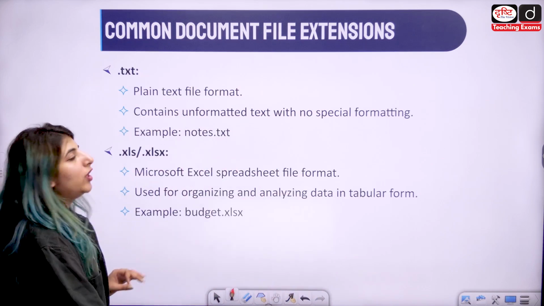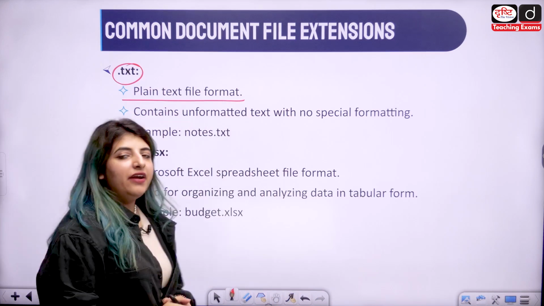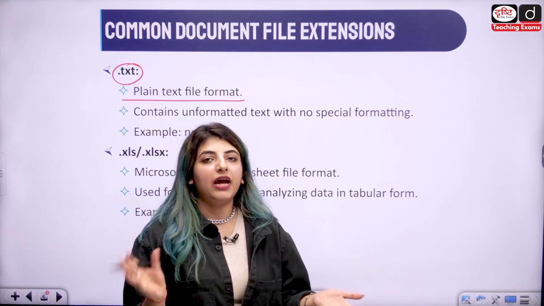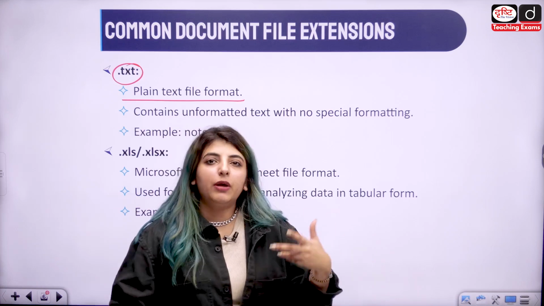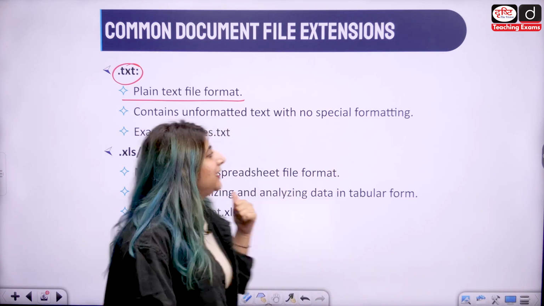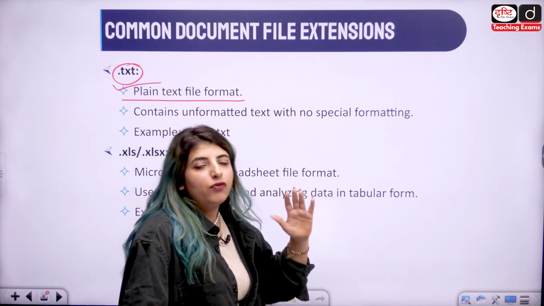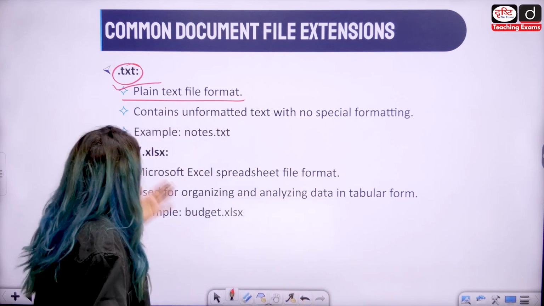Then we have .txt. This is the plain text file format. Generally, a question was recently asked in the NET examination about opening a file with plain text, correct? So, if any extension is txt, that file is a plain text file format that can be opened with Notepad, Word, etc. Correct?